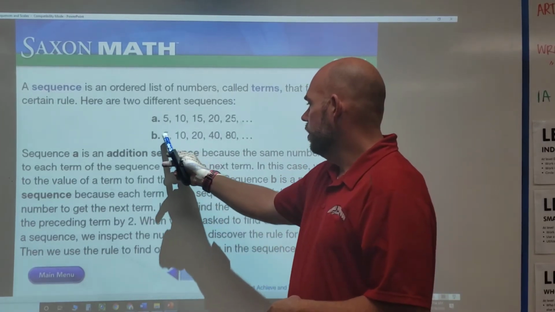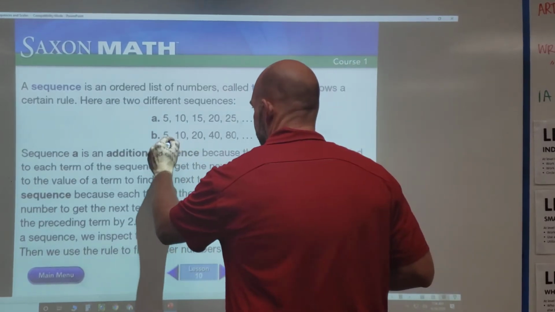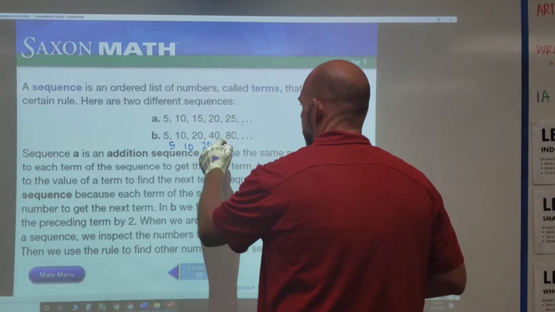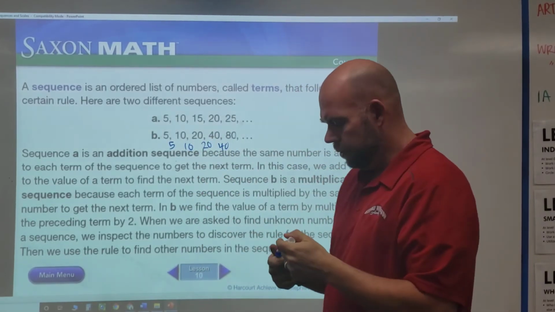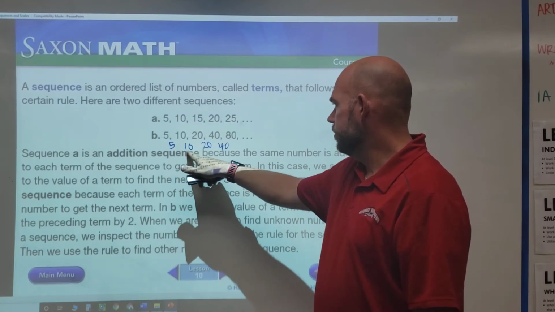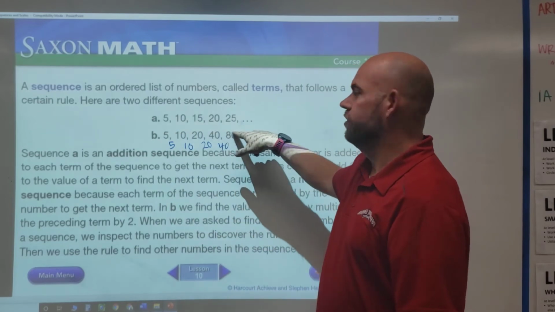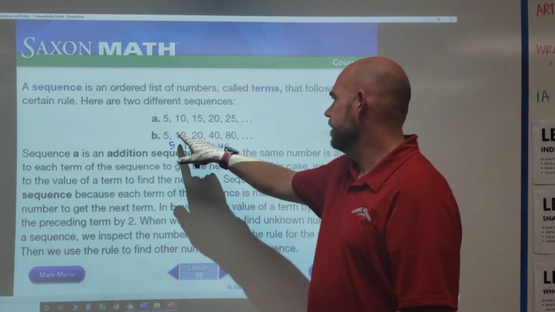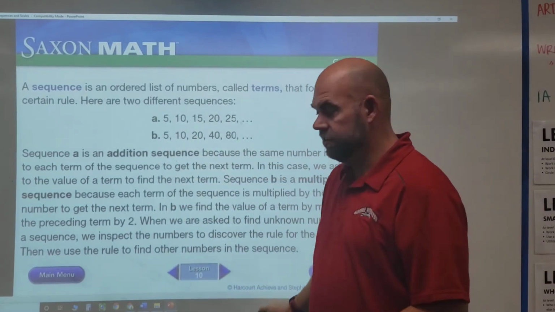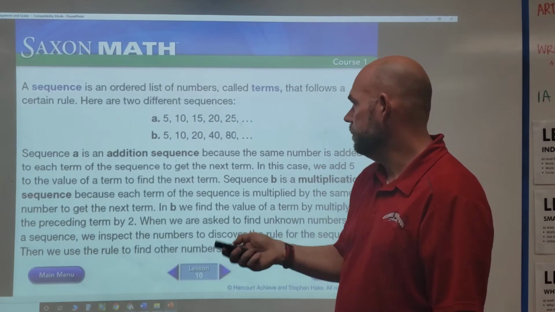Here if we do 10 minus 5 is 5, 20 minus 10 is 10. So if we look at the difference, 20 to 40 is 20, 40 to 80 is 40. We can see, oh, what's going on here? Each time it's doubling, right? 5 times 2 is 10, 10 times 2 is 20. And we see that in the original sequence as well. So we know that our pattern here is multiplication. It's just going to be times by 2. Multiplied by 2 is our pattern, okay?